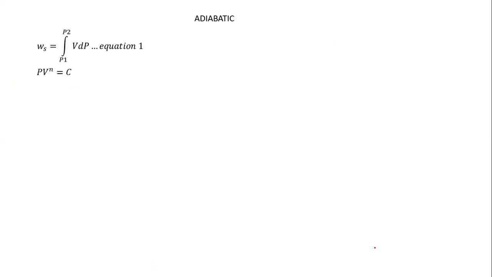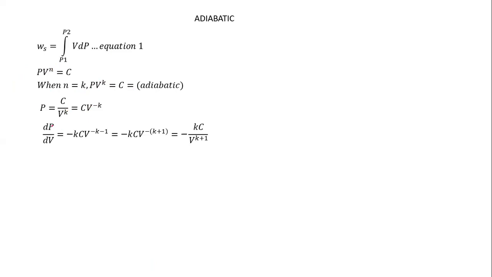Now, if you're dealing with an adiabatic case, then we are saying that our n is equal to k. So PV to the power k is equal to C, right? Now once again, the same procedure. I'll make P the subject and I'll have P equal to C times V to the power minus k. And I can put that into equation 1. Oh sorry, I have to differentiate first. So I'll find the dP/dV, right?